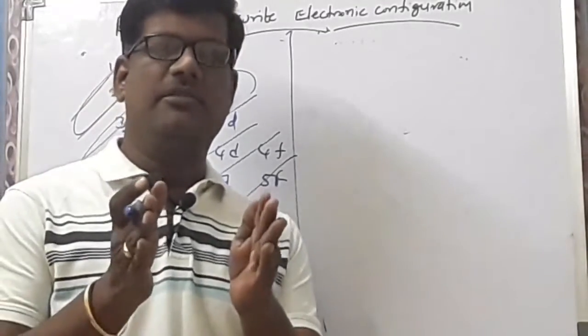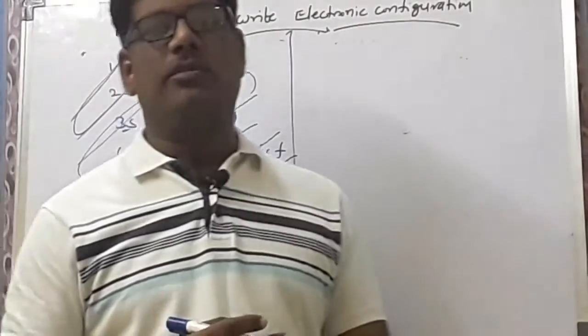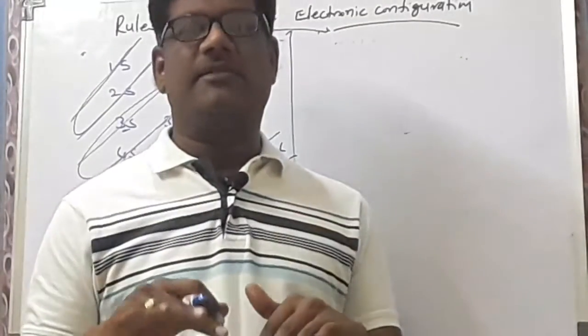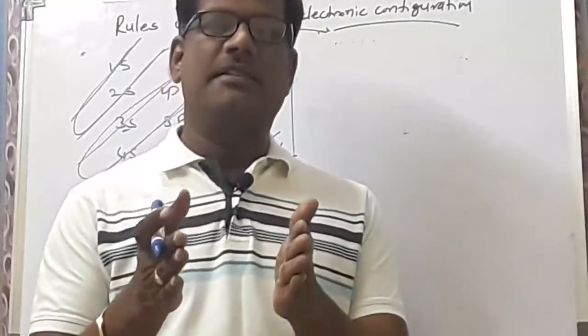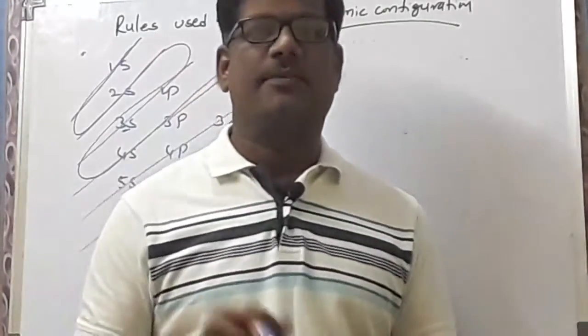Whenever two orbitals are given, we can calculate on the basis of the n plus l rule. The orbital which has the least n plus l will have the least energy. If the n plus l values are the same, we can say on the basis of the principal quantum number.